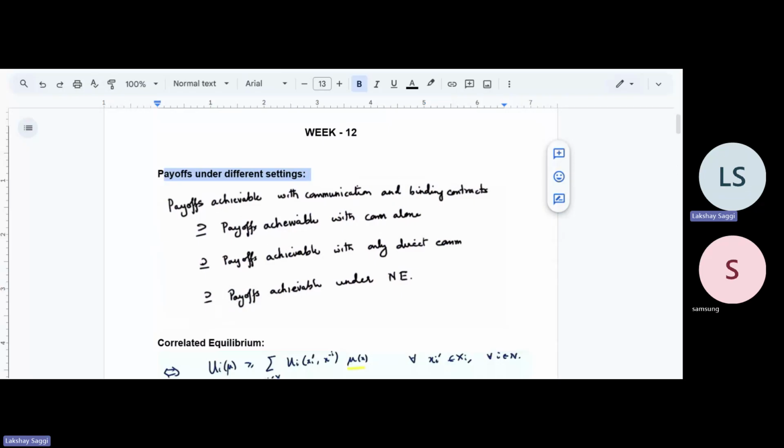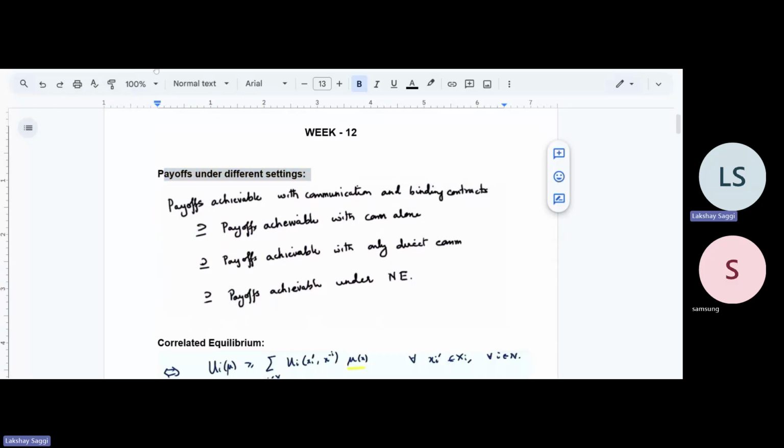Initially, till week 10, we were talking just about Nash equilibrium, but then we introduced the concept of binding contracts, which allowed us to have multiple kinds of payoffs, and this was a strictly stronger model than the Nash equilibrium model. But then we said, what if we allow communication but not binding contracts? Whatever the players agree to, they might not play, without any penalties. That is what is called payoffs achievable with communication alone.